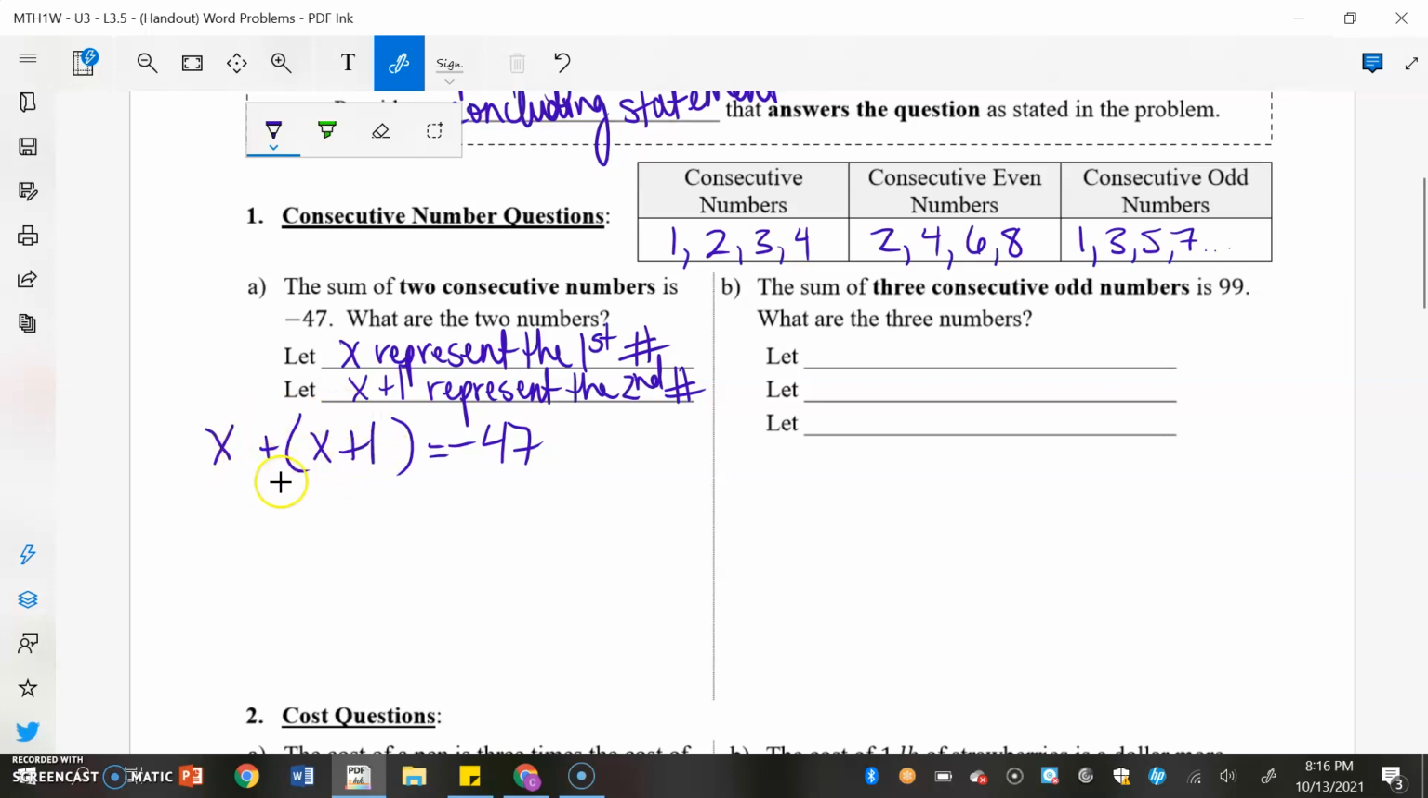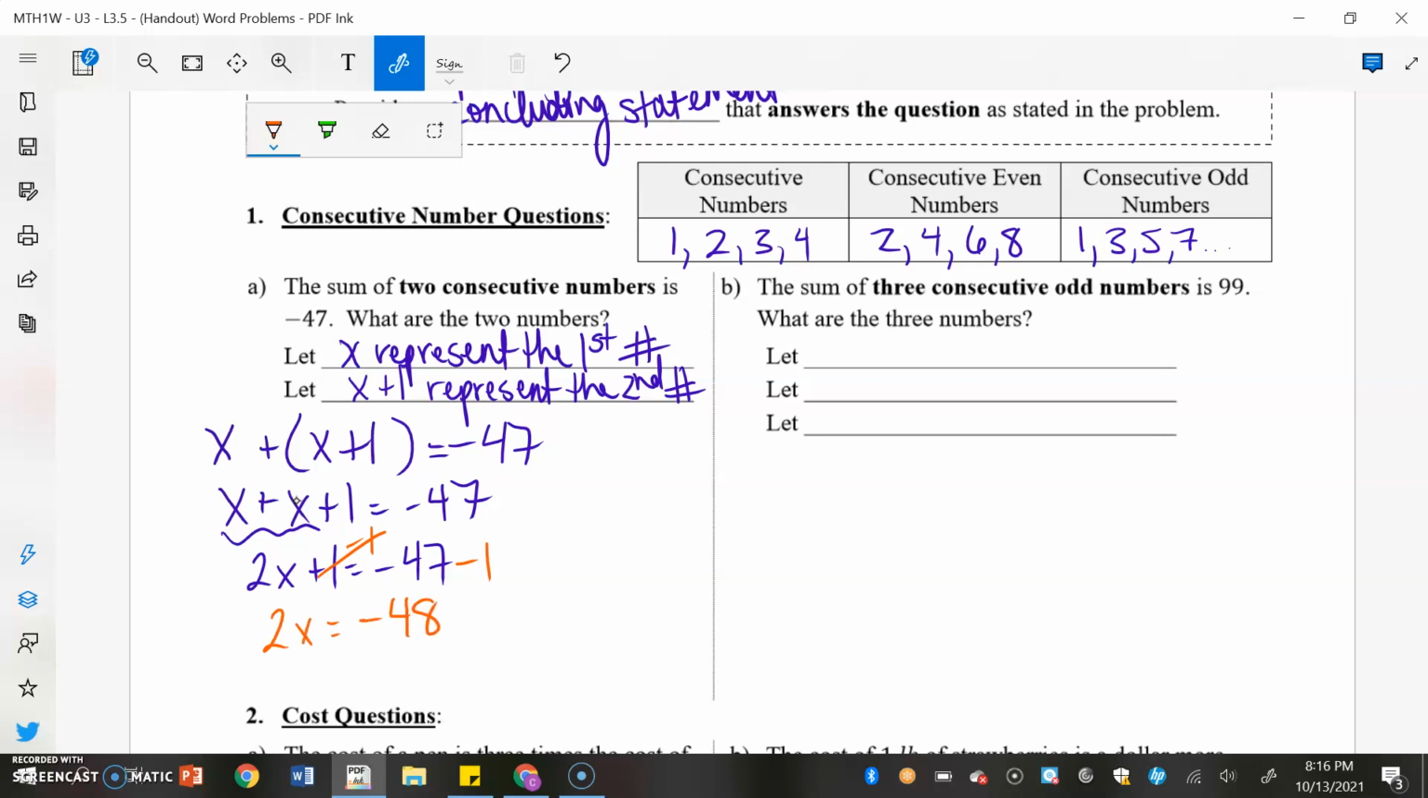What I can do here on the left side to simplify is to drop the brackets right away, collect my like terms. x plus x is 2x. In order to isolate for x, I can subtract 1 from both sides to get 2x is equal to negative 48. And lastly, I can divide both sides by 2 in order to get x is equal to negative 24.